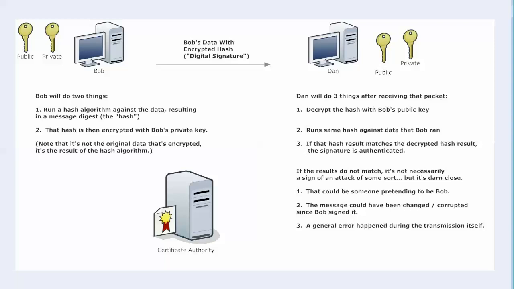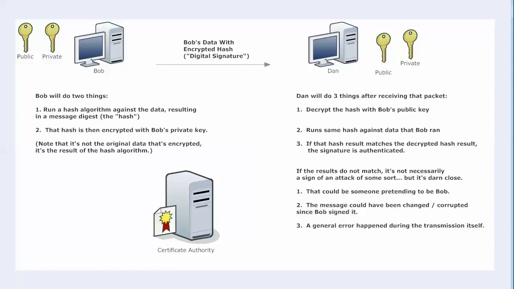Now note that our friend, the certificate authority, is just sitting over there by itself. It's not involved in this particular part of the transaction. Dan's going to do all the work here. He's going to decrypt that hash with a public key, run the same hash. That hash result matches, etc. It's authenticated. If it doesn't match, then it's not authenticated because it could be someone else. But again, notice that the CA is all by itself in this particular transaction.